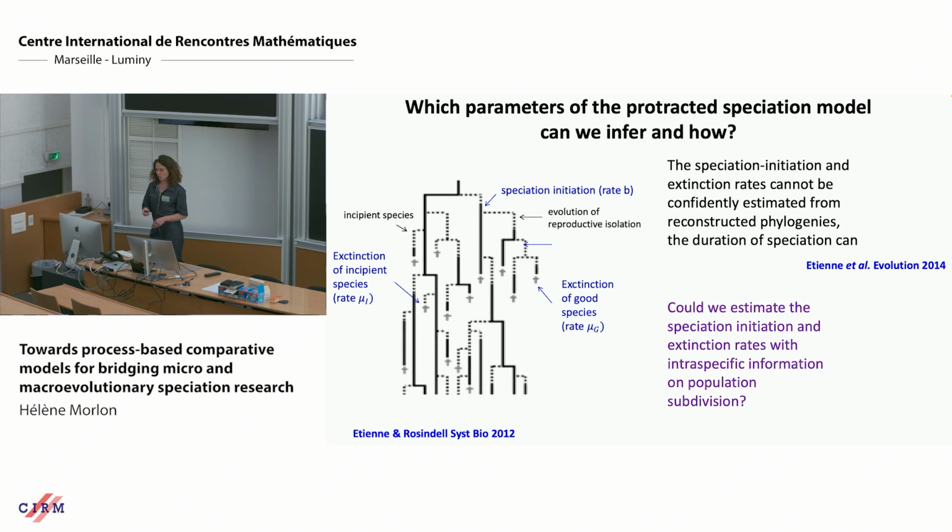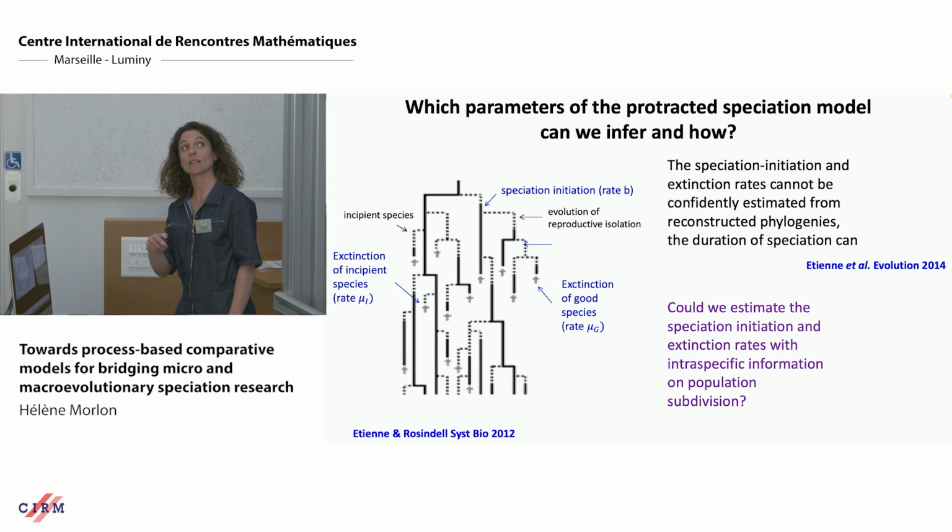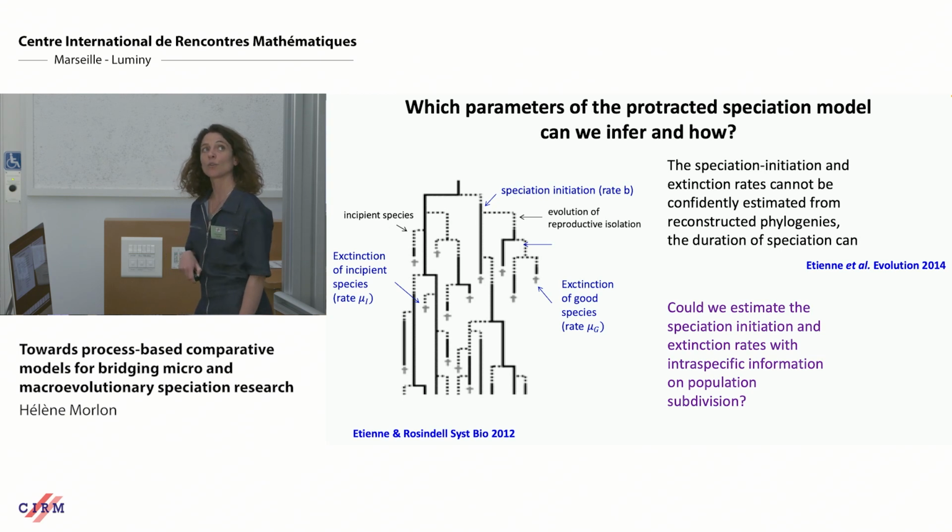Okay, so what would be great is if we could fit this model to phylogenetic data and get estimates of these rates, then we would have a better idea of what controls speciation and extinction rates and their variation across the tree. However, what has been shown before, and we could have guessed, is that this is not identifiable from only phylogenetic data. The speciation initiation and extinction rates cannot be confidently estimated, but we can only estimate the duration of speciation.